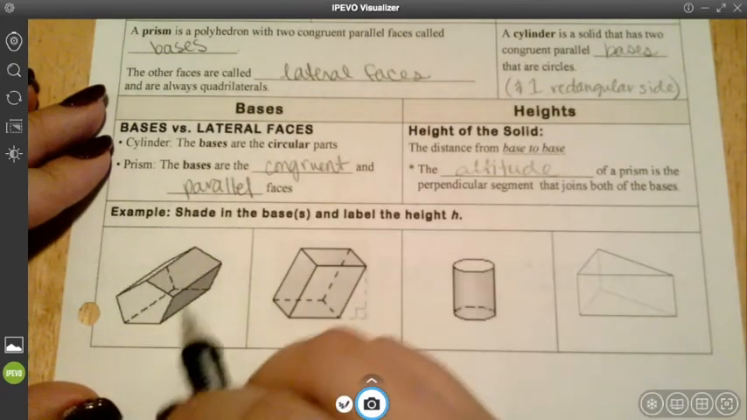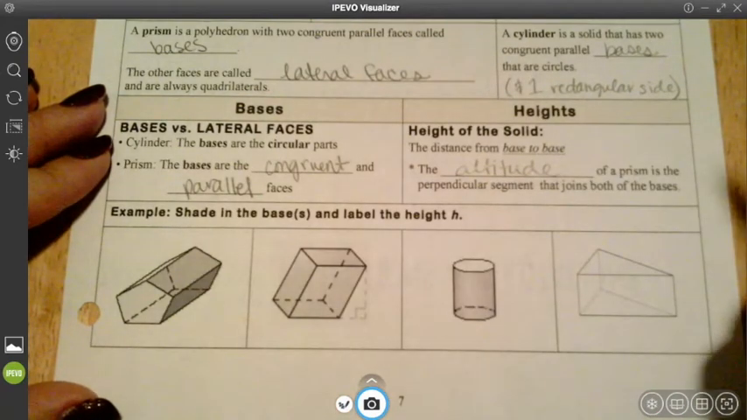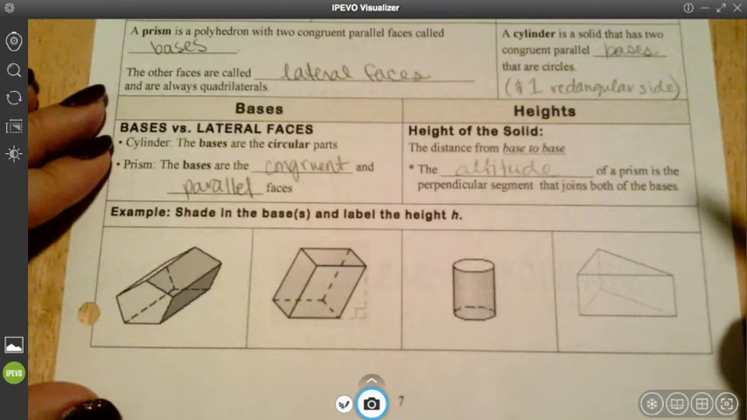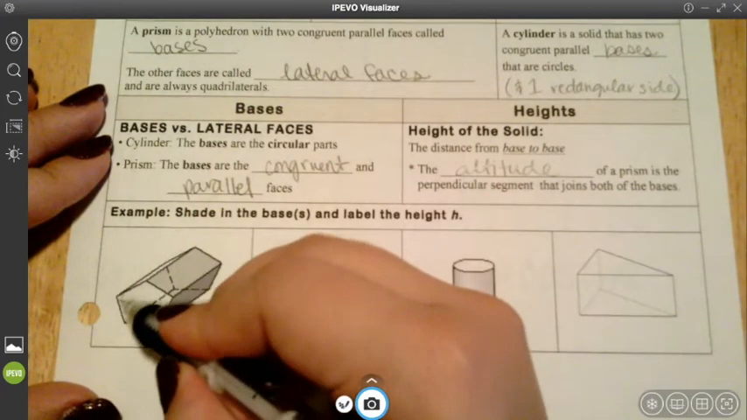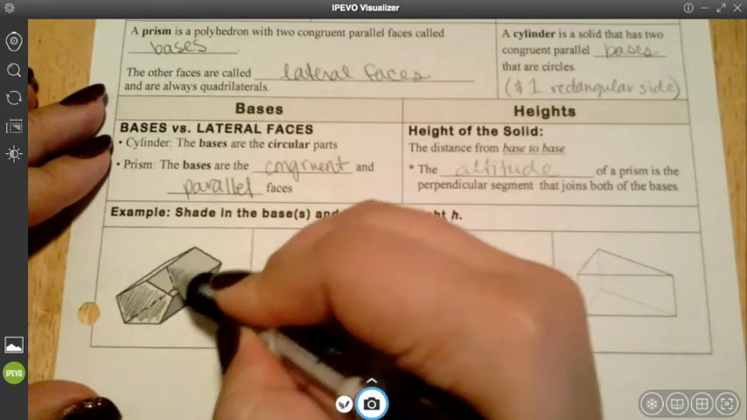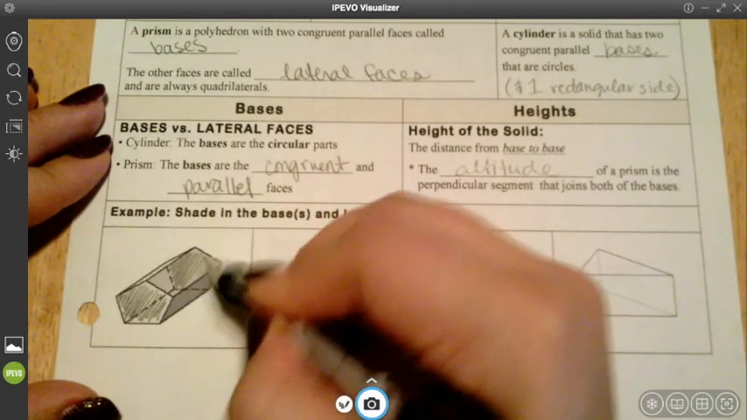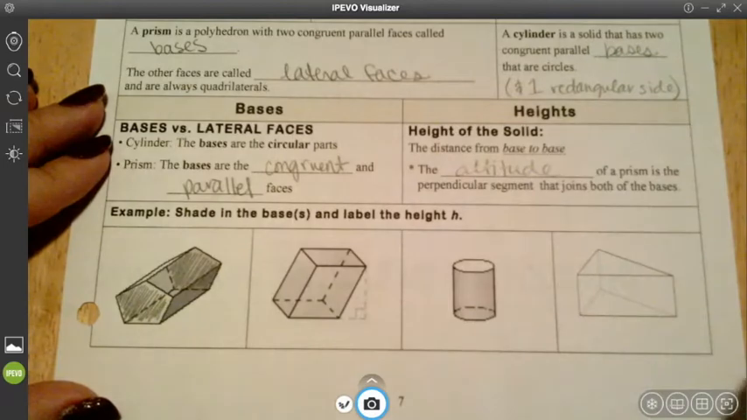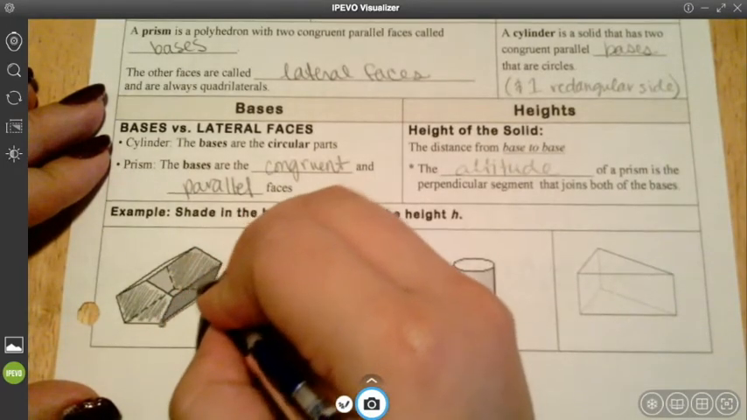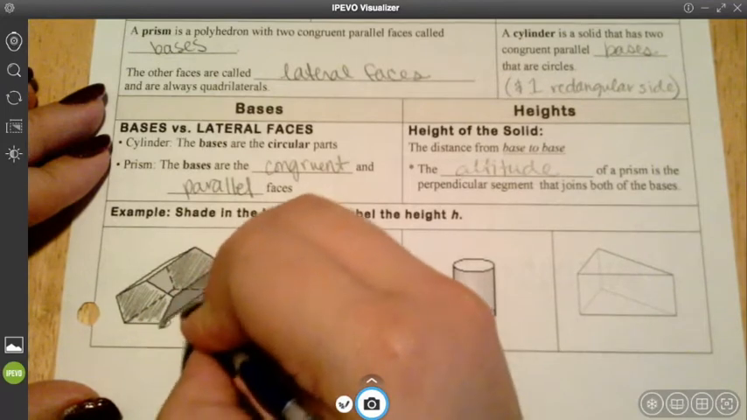If I'm looking at this first shape, I need to find the two sides that are parallel and congruent. And a good way to do that is to find non-rectangular or non-quadrilateral sides. So here I have a pentagon. That's going to be one of the bases. And the other base is this other pentagon. And the height has to connect those two bases. So I can choose any of these segments that goes between those two bases to be the height.